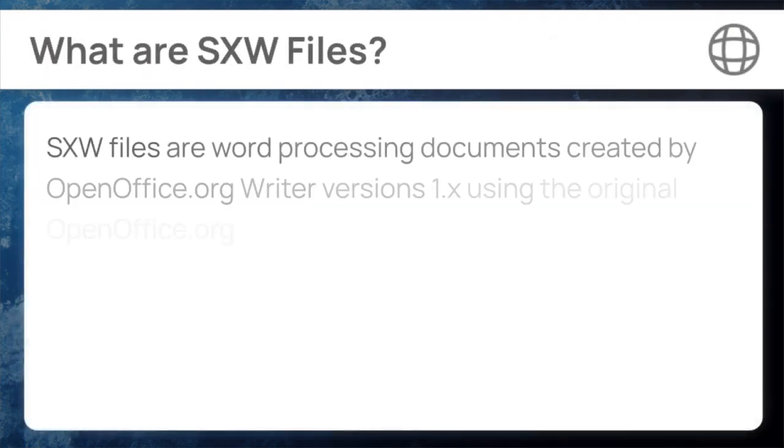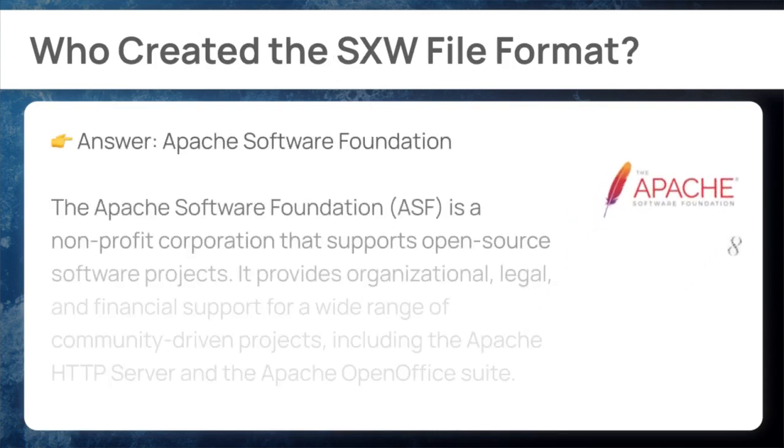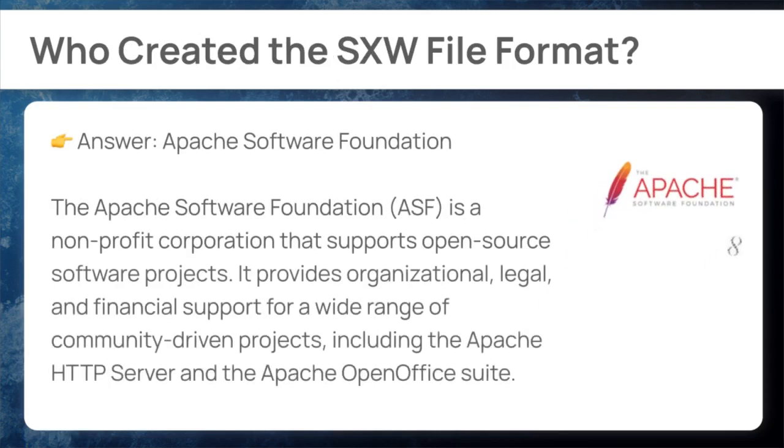SXW files are word processing documents created by OpenOffice.org Writer versions 1.x using the original OpenOffice.org XML format. They contain formatted text, images, tables, styles, headers, footers, and page layout information. SXW was replaced by the ODF ODT format in OpenOffice.org 2.0 and later versions.